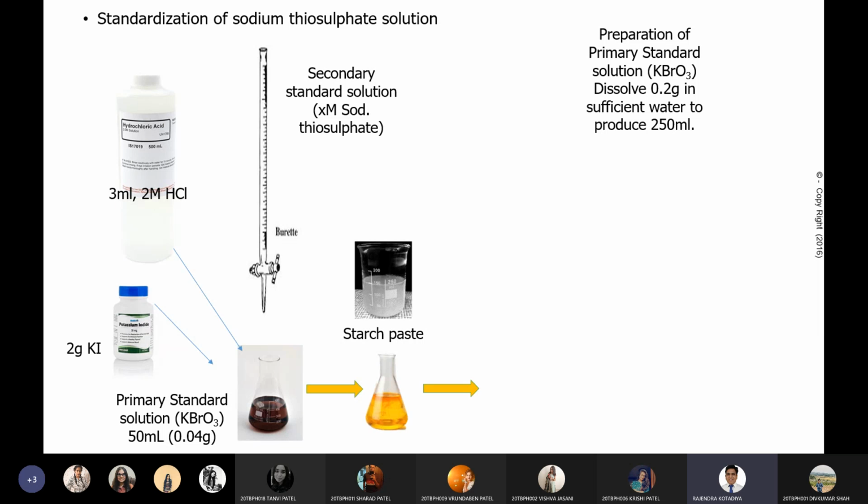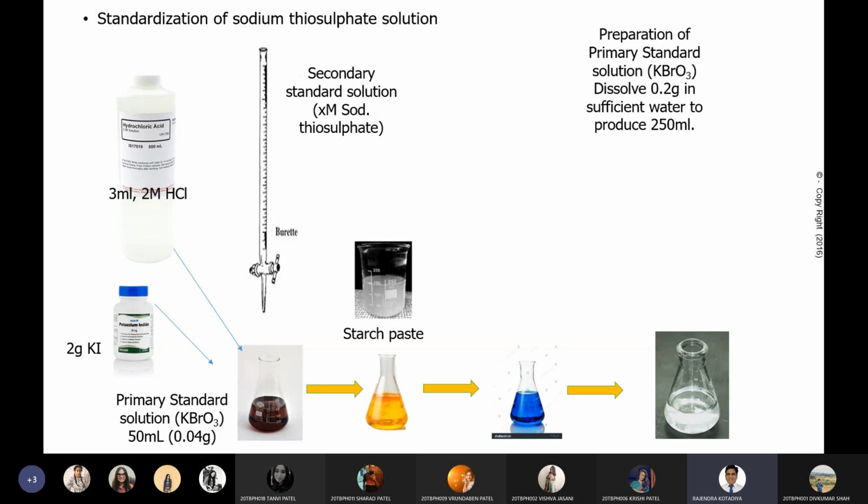Okay, so when you add starch paste, its color will be like this. Light blue color will be there after adding starch paste, and then again we have to continue our titration with sodium thiosulphate till it shows colorless, or the solution becomes colorless. So this will be our procedure.